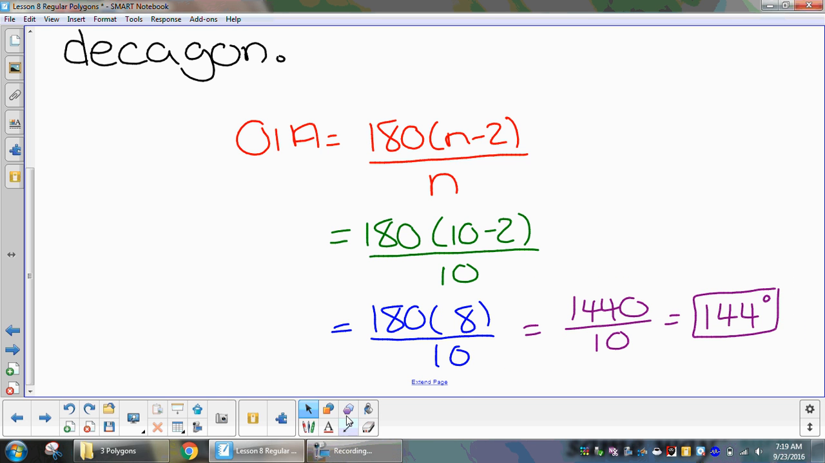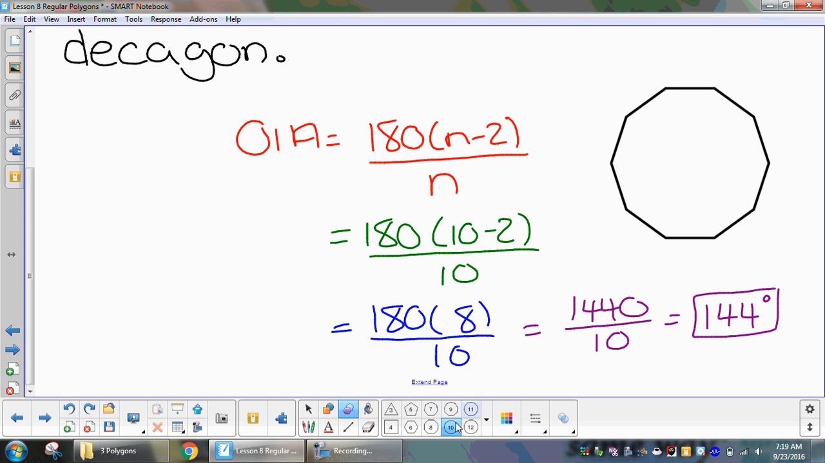So in a regular decagon, a regular 10-sided polygon that looks like this, each of these interior angles, no matter which one I measure, should be 144 degrees. If I add up all the interior angles, it's 1,440. But one of them is 144 degrees.